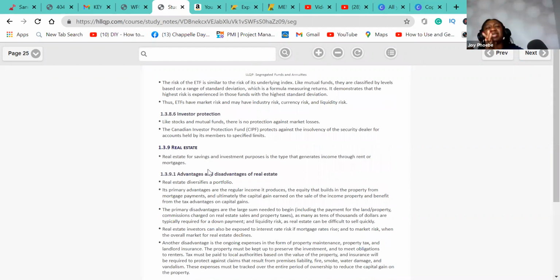Investor protection. What kind of investor protection do we have when it comes to ETFs? Well, like stocks and mutual funds, there is no protection against market losses. When it comes to ETFs, there is no protection. So it means we have to make up our minds to take whatever comes our way when going into ETFs.